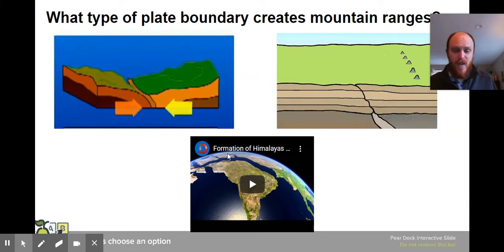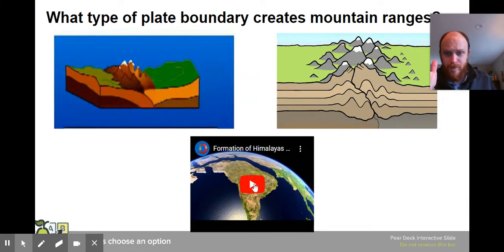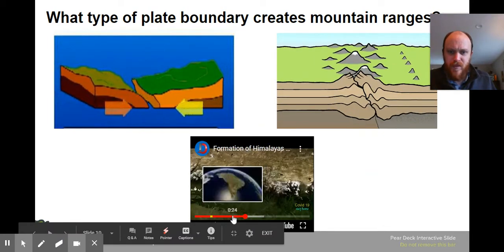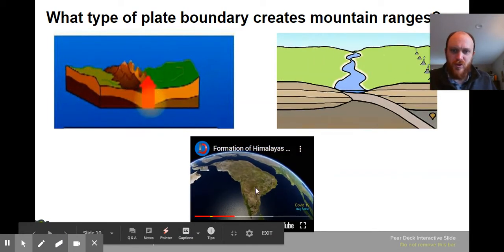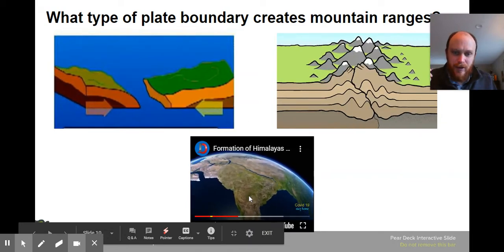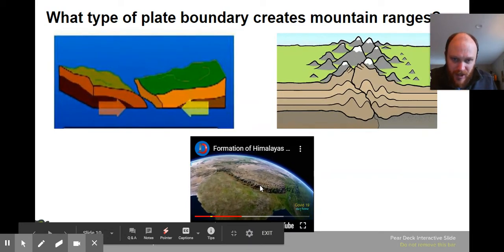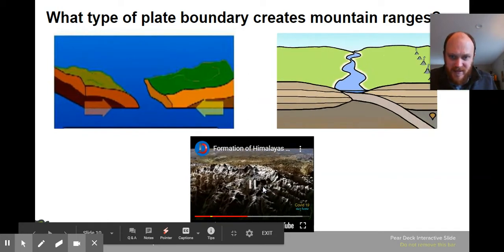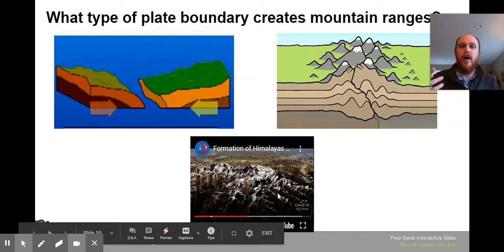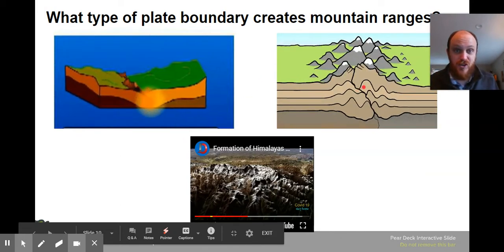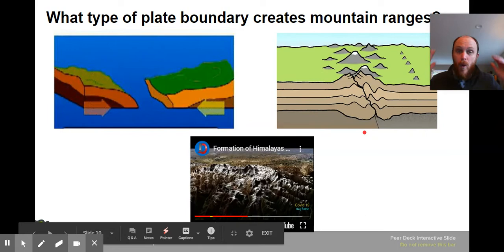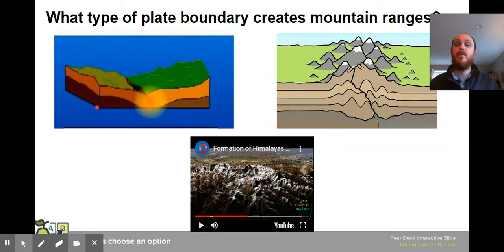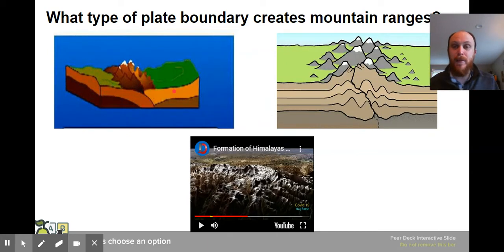Okay. For this, I want you to watch this video. Actually, can I watch it? Well, yeah, okay. So just real quick, you can see, ooh, dramatic music. You can see India here crashing into Asia and forming the Himalayan mountains, which is where Mount Everest is. There's a couple more GIFs that kind of show you that the way mountain ranges form is from two tectonic plates bumping into each other.